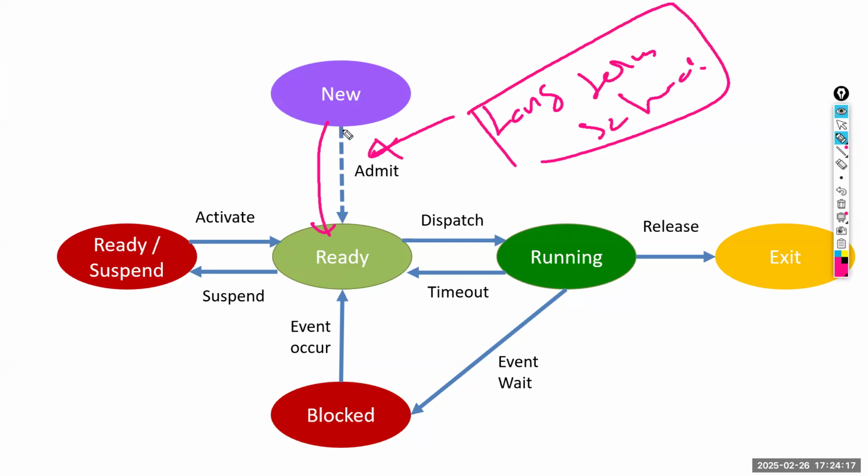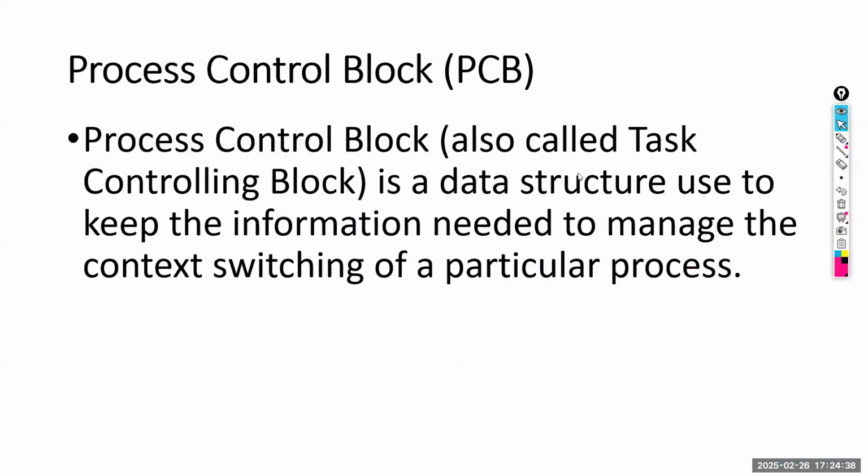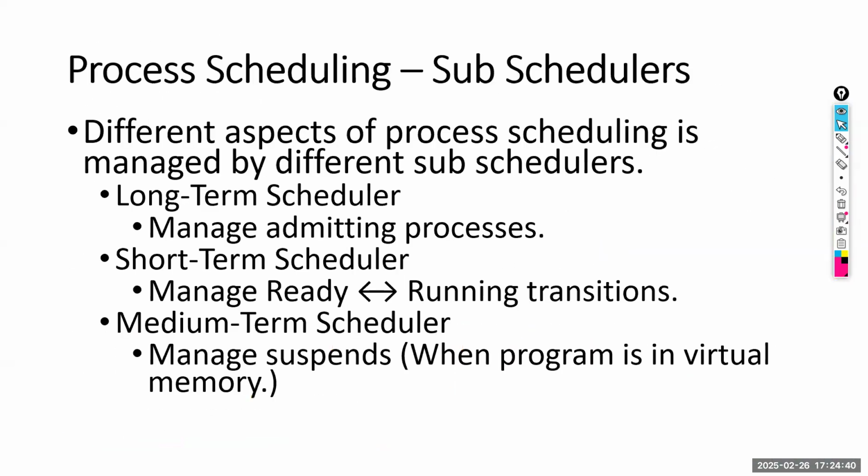Its only task is, when you have enough resources and not too many programs are running, take that new process into the ready state. Okay, that's it. That is called the long-term scheduler. It's very easy. Right, so then we have the second scheduler, the short-term scheduler.